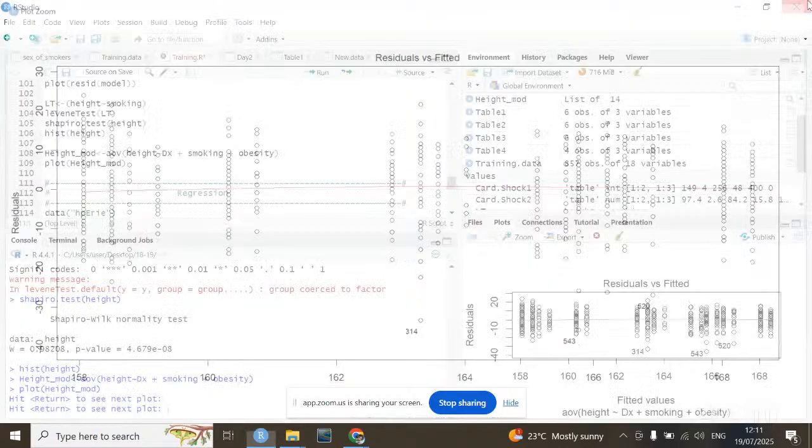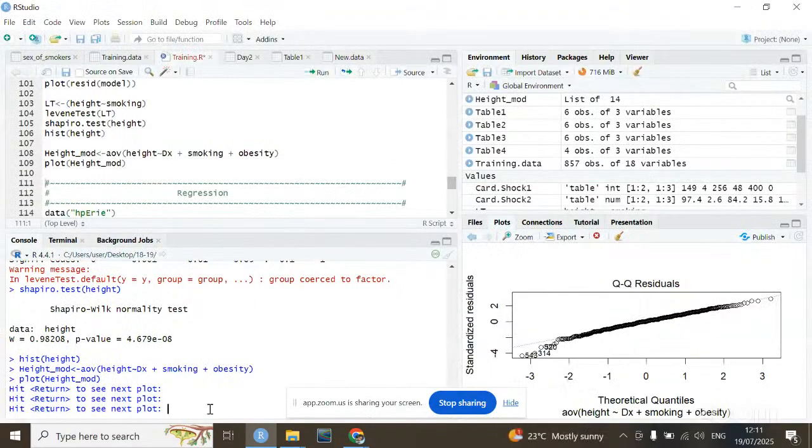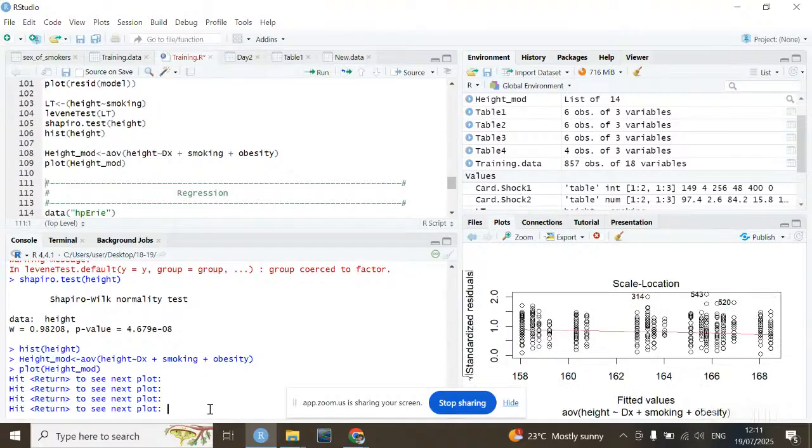There are several plots which will come after this. There's the QQ plot. Maybe Onen, you can help us understand the residual plots and how to interpret them. Yeah, thank you.